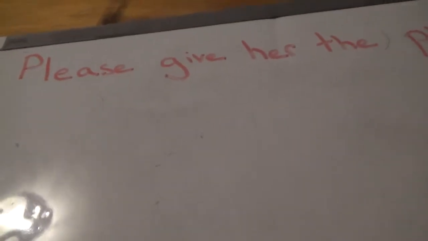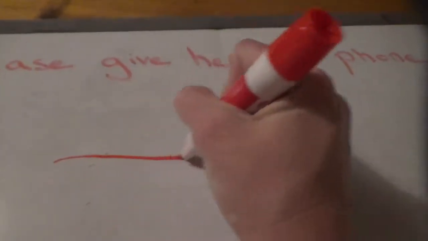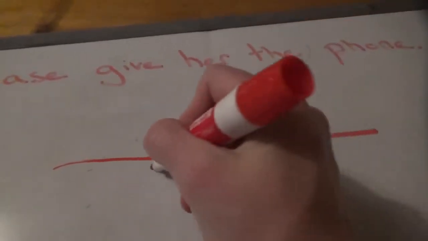Okay, now let's diagram this sentence. Please give her the phone. So the first thing that you should have done was identify any prepositional phrase. There are no prepositional phrases in this sentence. So then you want to find your simple subject and simple predicate.